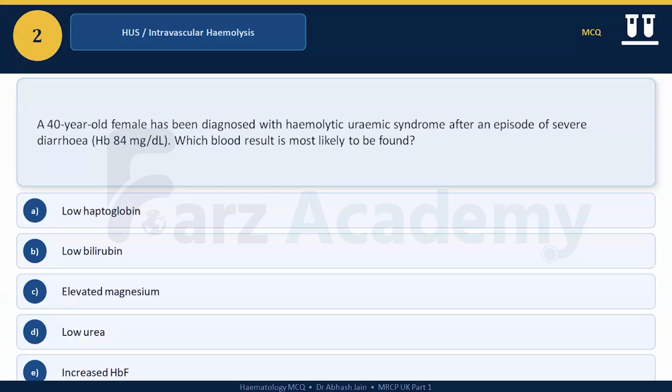A 40-year-old female has been diagnosed with hemolytic uremic syndrome after an episode of severe diarrhea. Her hemoglobin is 84. Which blood result is most likely to be found? Low haptoglobin, low bilirubin, elevated magnesium, low urea, and increased HbF. Anyone want to make a guess?